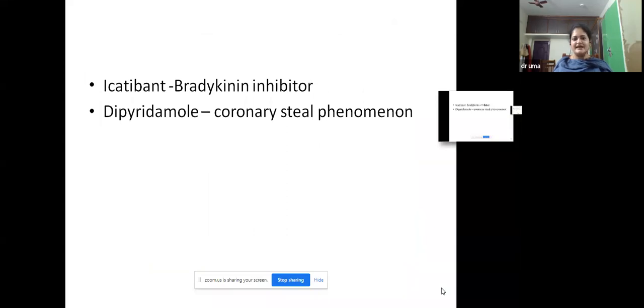Icatibant is a bradykinin inhibitor. It is used to treat angioedema, which occurs mainly with ACE inhibitors due to increased bradykinin levels. Dipyridamole shifts blood from the ischemic to the non-ischemic area. So it is said to possess the coronary steal phenomenon because it shifts blood from the ischemic to the non-ischemic area. This is the cardiovascular system.